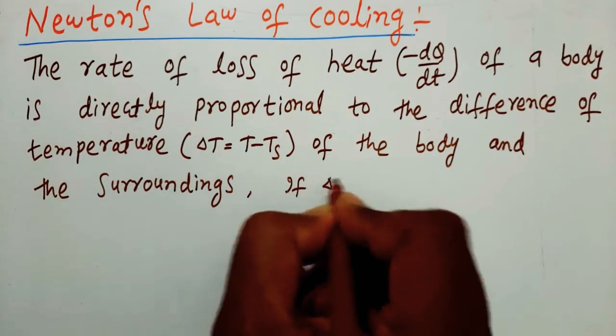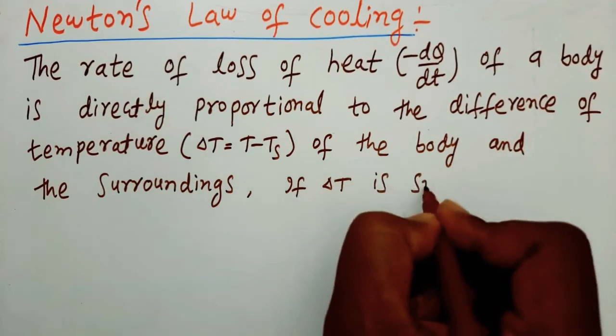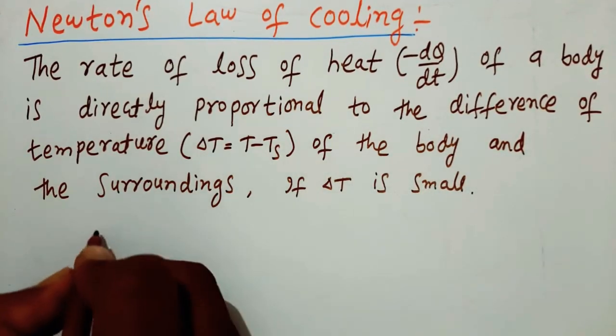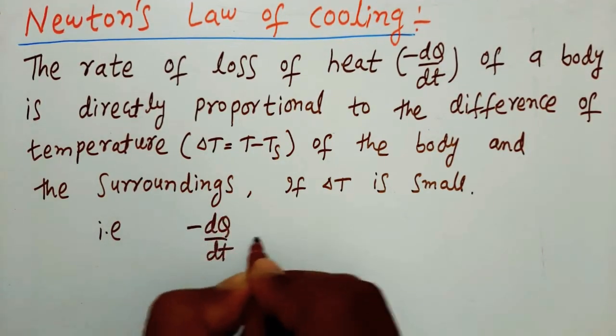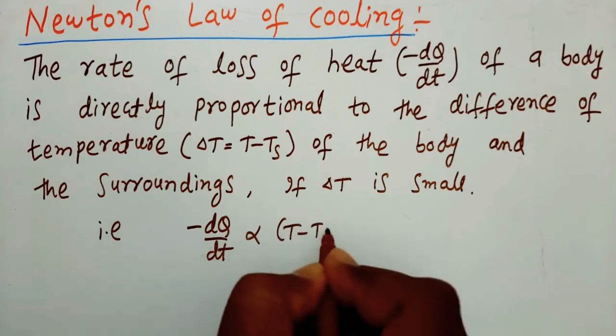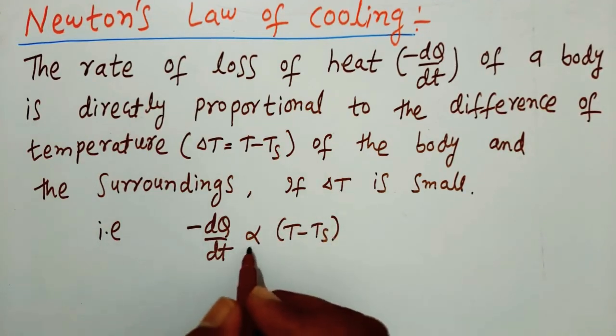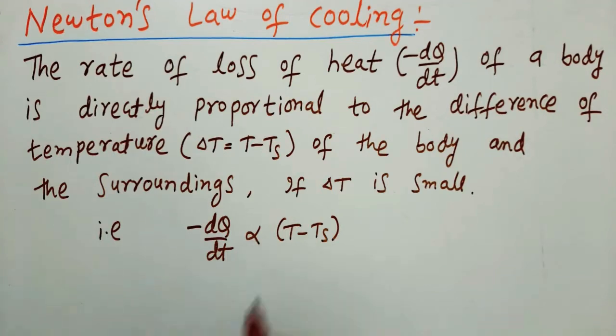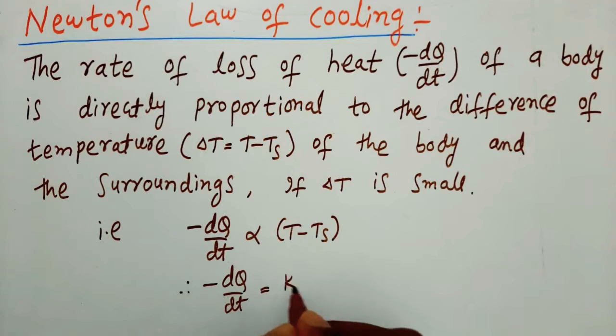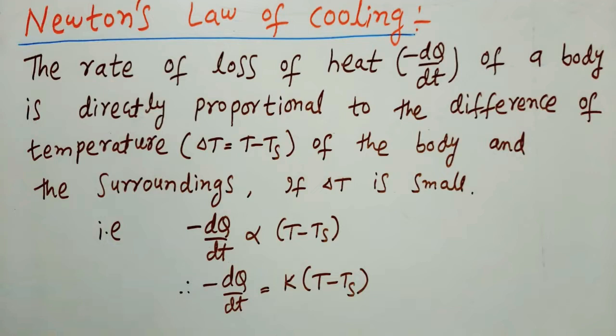If delta T is small, then minus dQ by dt is directly proportional to T minus Ts. Here we take a proportionality constant, that is K. So minus dQ by dt is equal to K into T minus Ts. This is known as Newton's law of cooling.